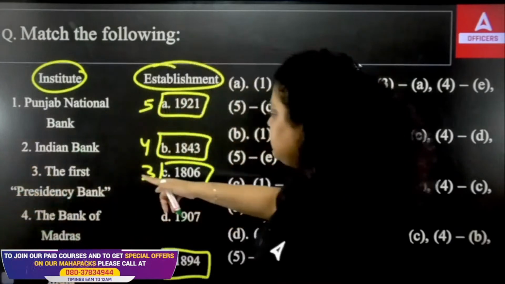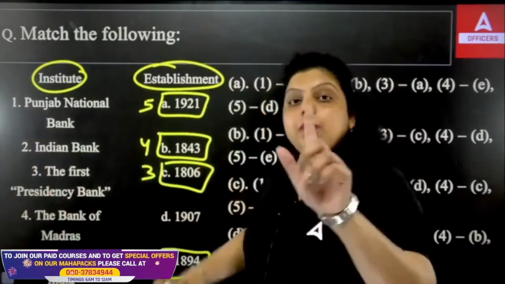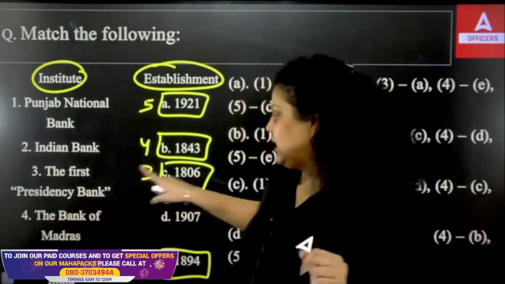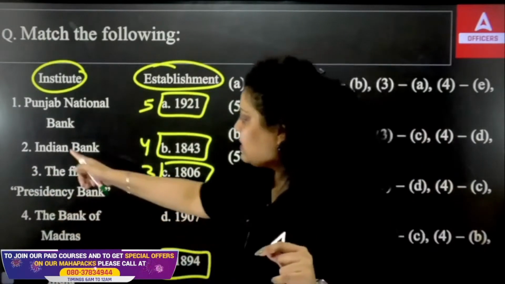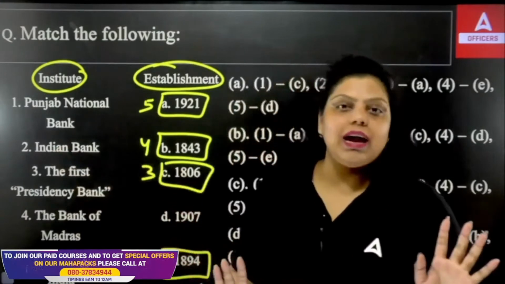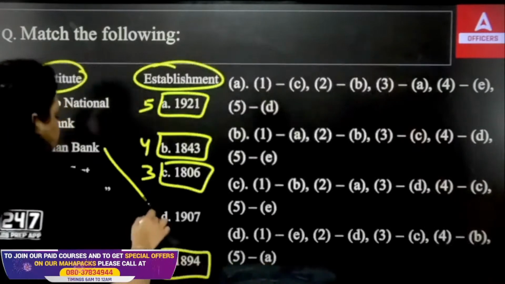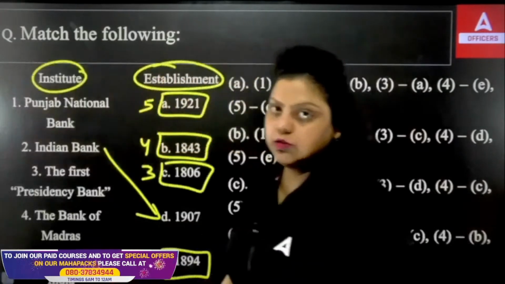So the one more presidency bank was there. The first presidency was Bank of Bengal. The second was Bank of Bombay. It was established in 1840. And the third was Bank of Madras, established in 1843. It means then the Indian Bank was the 1907. So I really didn't know the establishment of Indian Bank. Now do remember, Indian Bank was established in 1907.